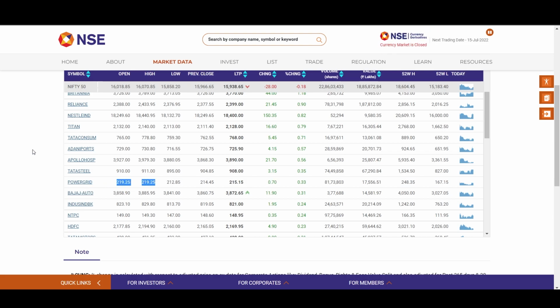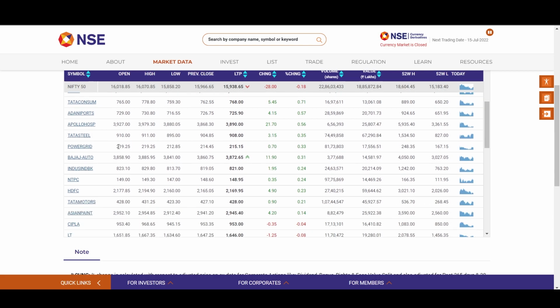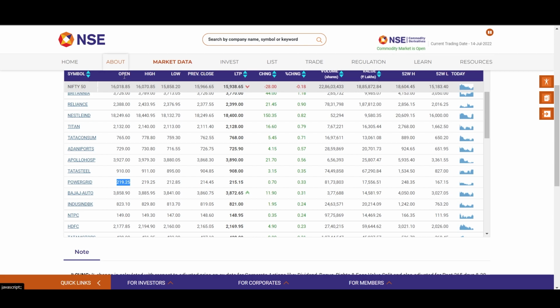So the stock on my watch list was Power Grid, and I'll be showing you the position which I took. Let me repeat it again. What I did is, first at 9:15 when the market opens, go to the NSE website. Under that, go to indices and go to Nifty 50 or Nifty Bank, whichever index you want to trade. And start looking at the open, high and the lows too.